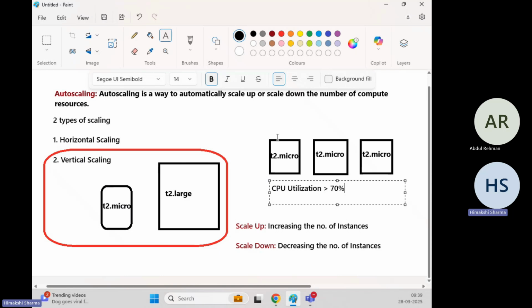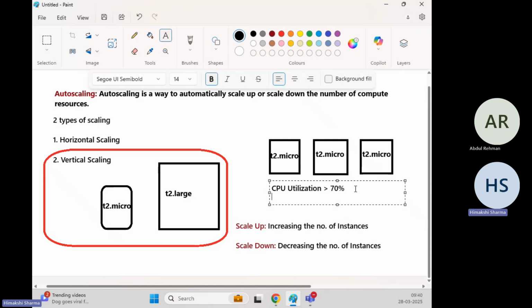Now, after some time, it realizes the CPU utilization of both the EC2 instances goes more than 70%. Then it will add one more EC2 instance. Accordingly it happens, and similarly we can define one more. So here scale up is happening, increasing the number of EC2 instances.